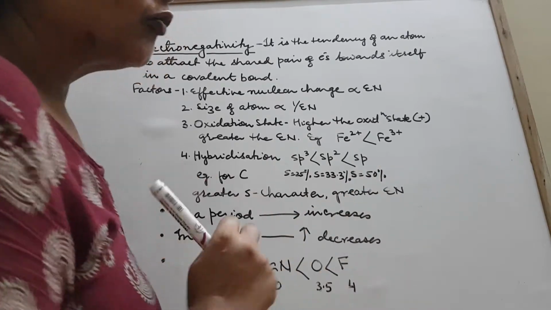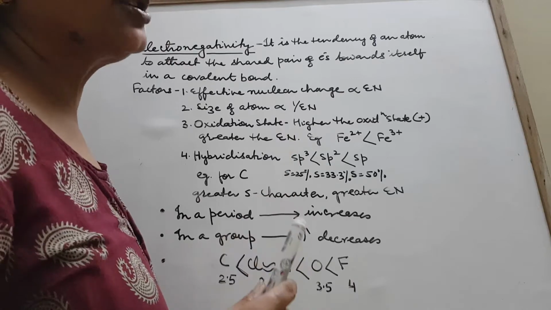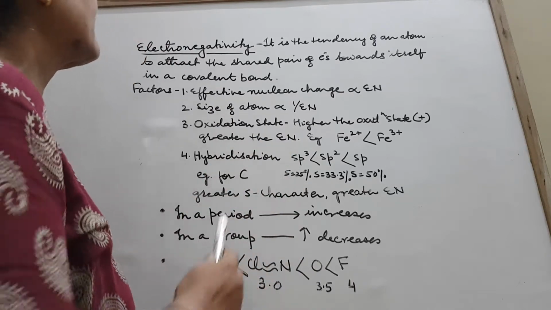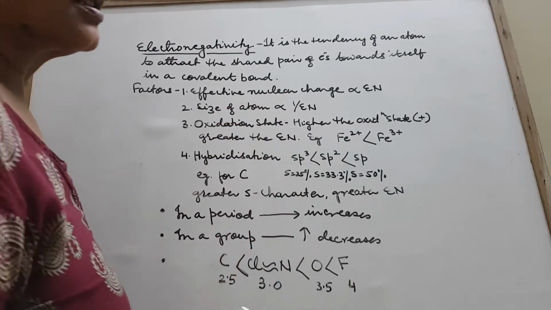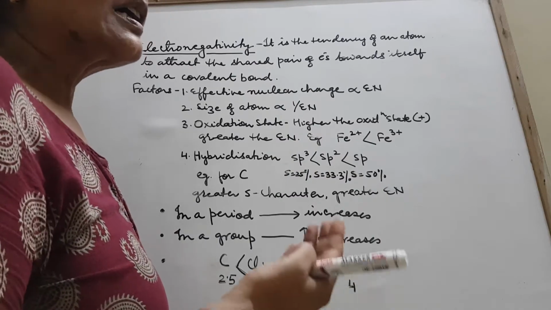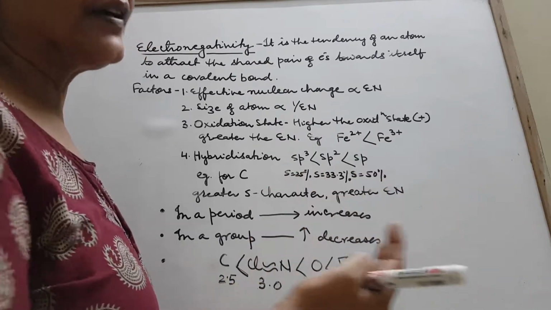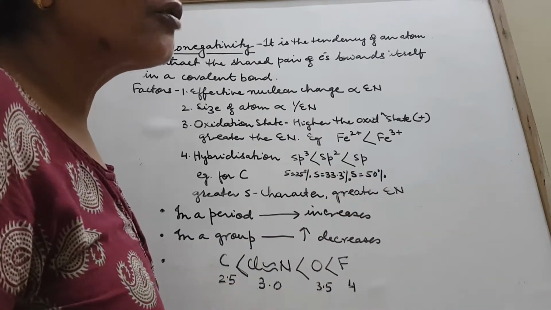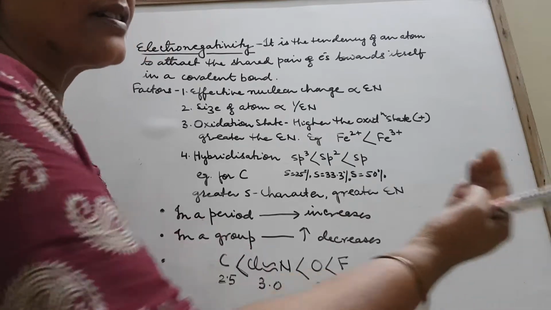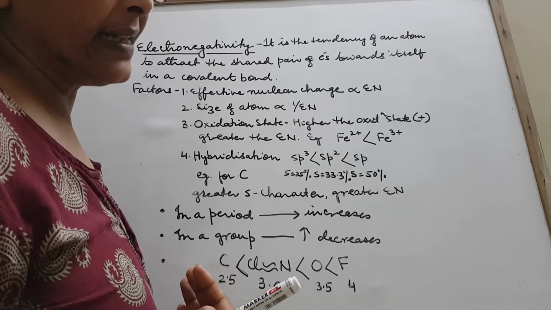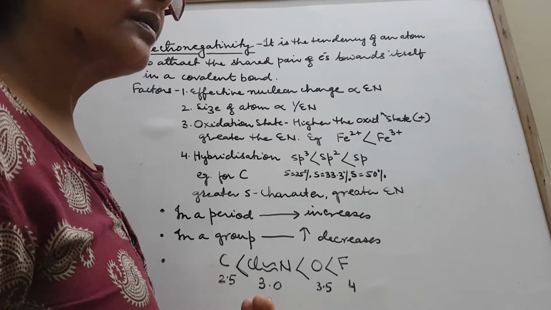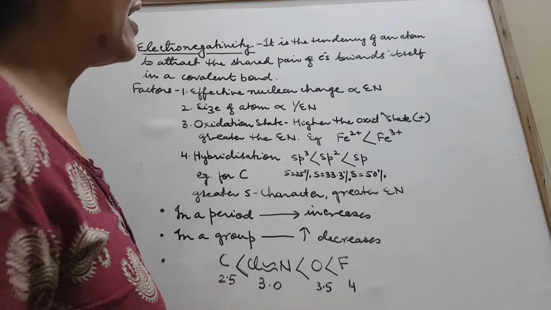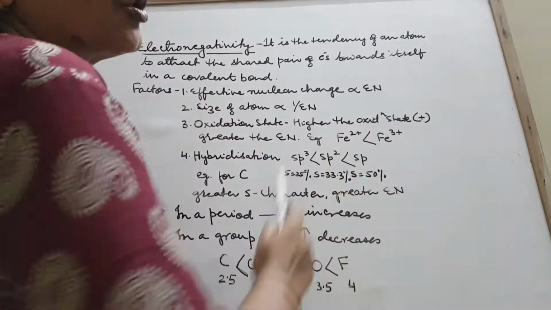Now children, what all factors govern the property of electronegativity? Effective nuclear charge. Obviously, the greater the effective nuclear charge, the more will be the tendency to attract electrons towards itself. Hence, higher will be the value of electronegativity, in short En.